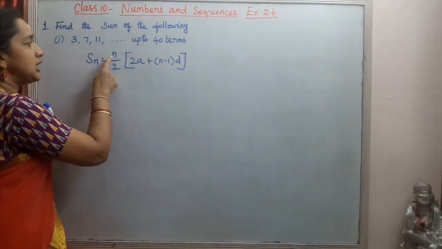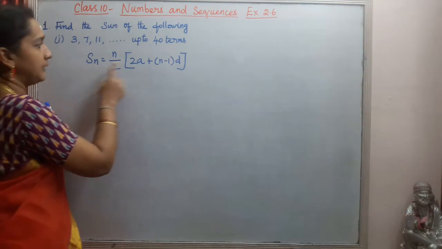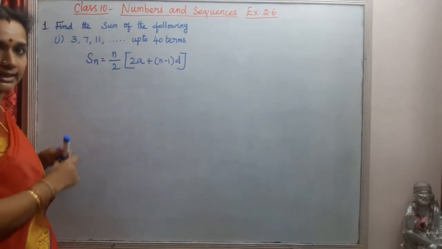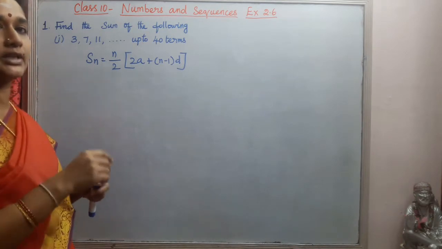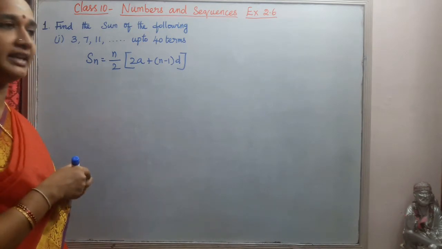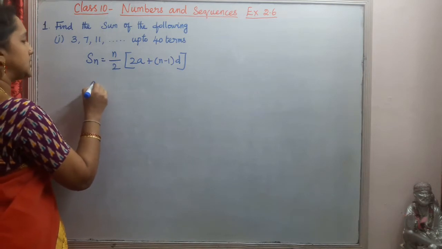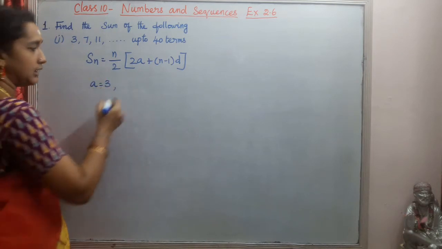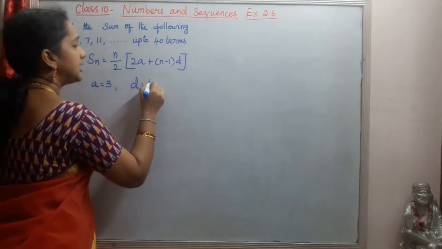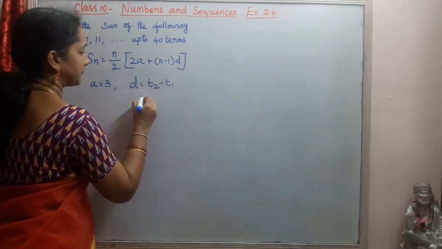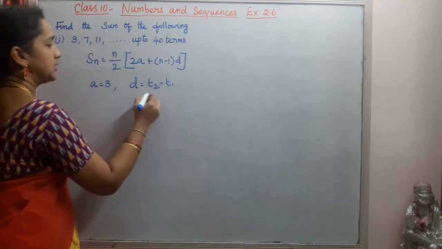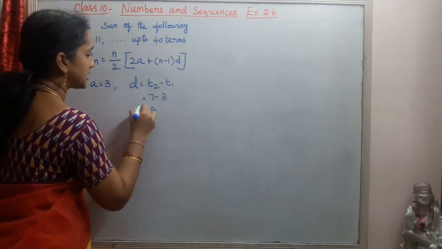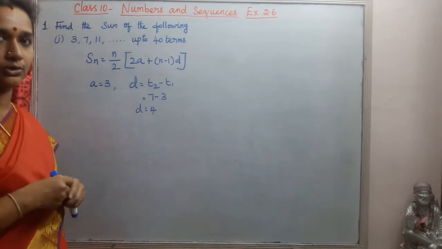So for this we need to know the number of terms, that is n, then a, the first term, and the common difference d. So with the help of the given sequence we will find a and d first. So a is equal to 3 here. This is the first term given. And d is equal to t2 minus t1, second term minus first term. So 7 minus 3 is equal to 4. So d is 4 and a is equal to 3.